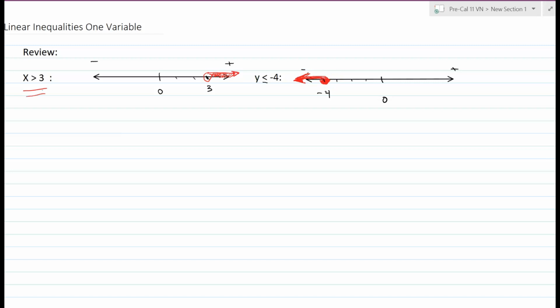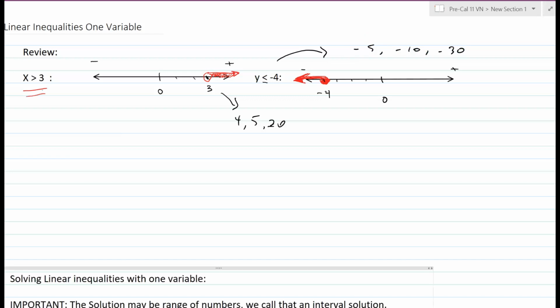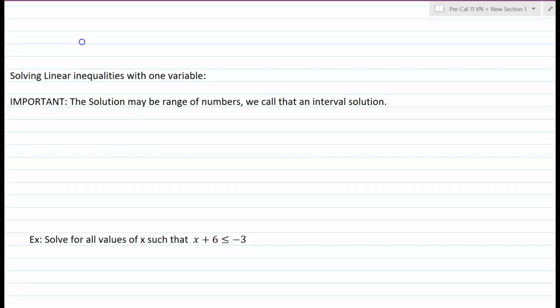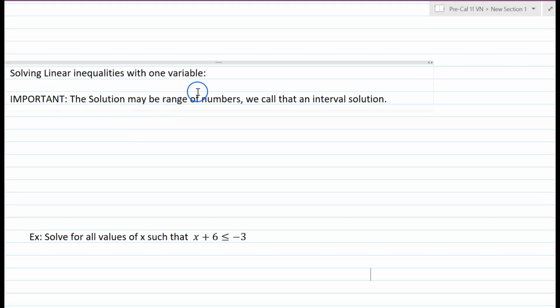Now in the first example, we can do 4, 5, 6, or 20. Doesn't matter. All of these values are greater than 3. For the other example, any values, minus 5, minus 10, minus 30, they're all less than negative 4. Okay, now that we have done this review, we're going to move on to the next level questions and solving linear inequalities with one variable.